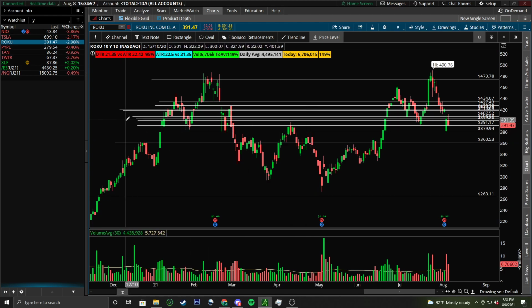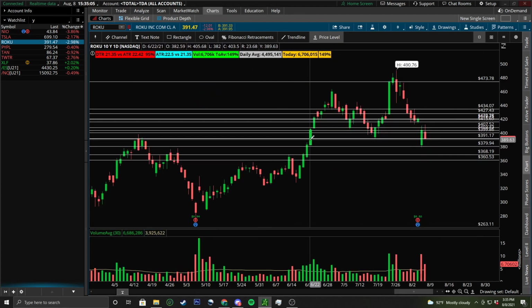Midpoint of that right there. Mark the midpoint of that candle. Looks like we have just about everything. Sometimes you have to add some more over here on the right, but we got just about everything already.